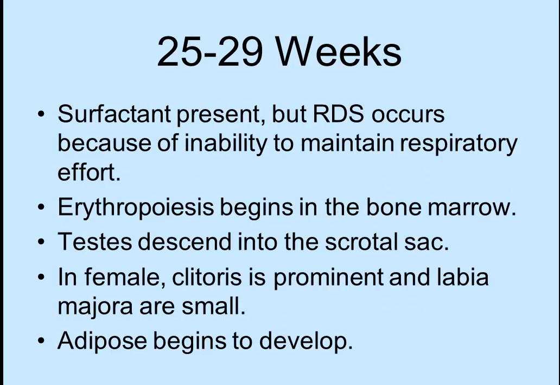25 to 29 weeks. During this time, the fetus will assume the head down position. Their heads are heavier than their bodies, so gravity will take their heads down and get them, hopefully, into place in a vertex position, cephalic down. Surfactant is present. Now, these babies, if they're born between 25 and 29 weeks, are at a high risk for respiratory distress syndrome. This occurs because of the inability to maintain respiratory effort. Erythropoiesis begins in the bone marrow, and now the testes will descend into the scrotal sac. In females, the clitoris is prominent and the labia majora is small, and the adipose begins to develop.